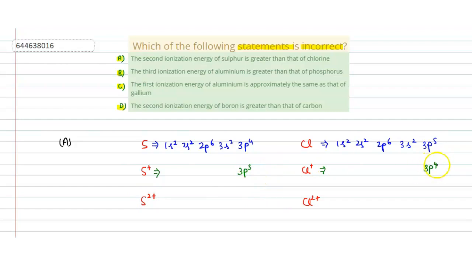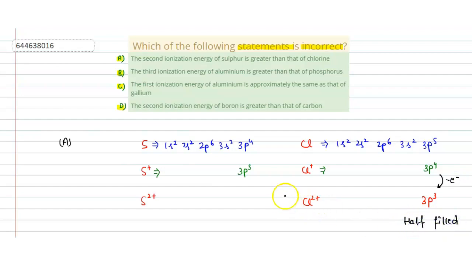This will give up one electron easily, because after giving one electron it converts into a half filled orbital, and we know that half filled orbitals are more stable. The reason is that half filled orbitals are more stable. So this will convert into 3p3 after giving one electron, which is a half filled p orbital.